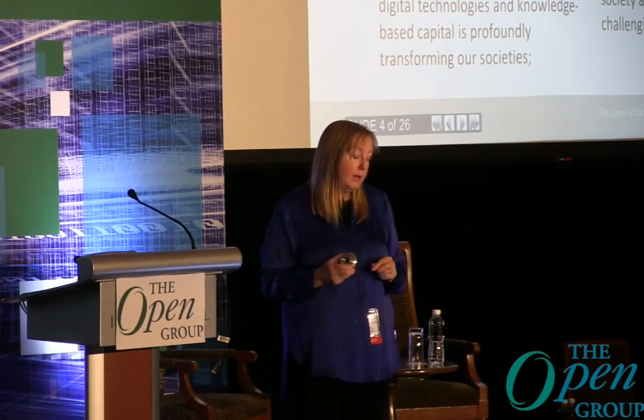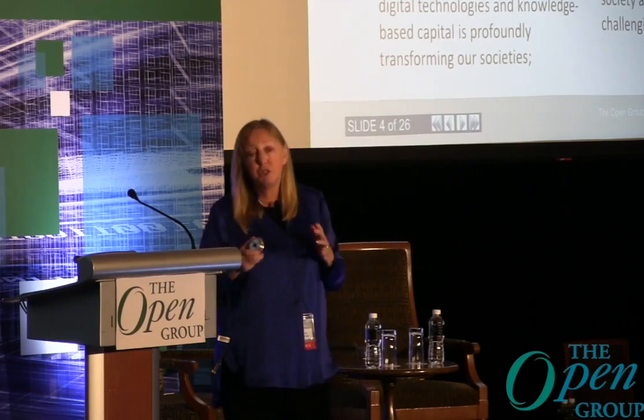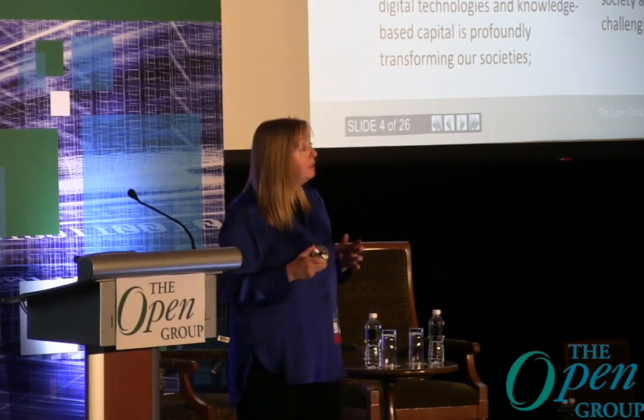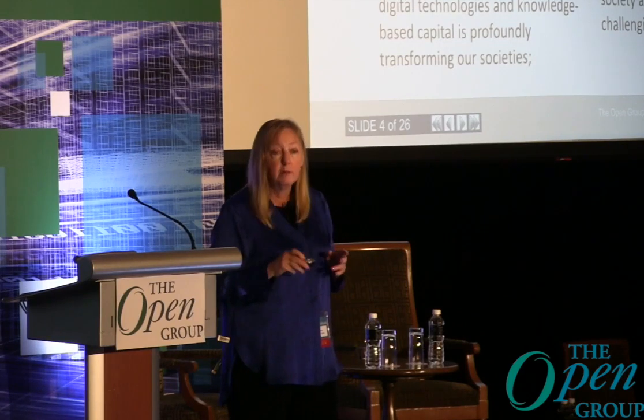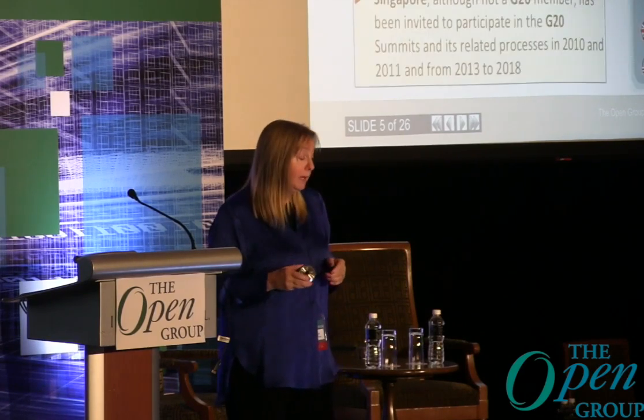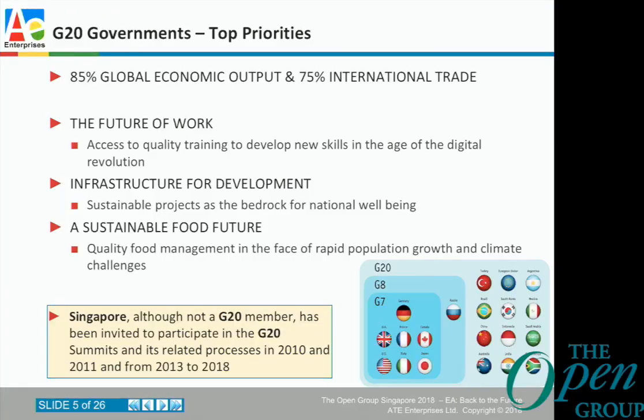Now, one of the things they're looking at is how we're going to change our businesses and our industries as a result of that. And there are a few things that they're doing, which I'm going to be bringing out later on. But then there is also the G20. Now, the G20 are a group of 20 countries, which includes the G7 and the G8. And the G20 represents 85% of the global economic growth. They also represent 75% of international trade.